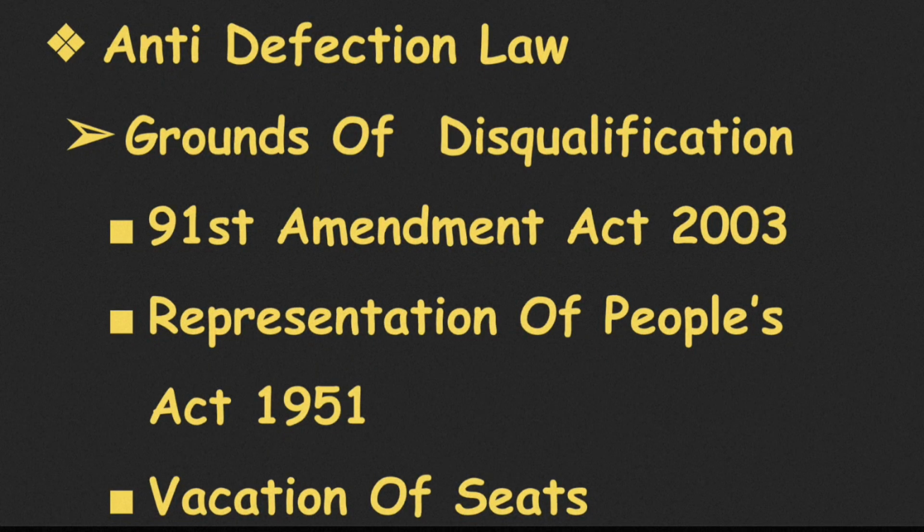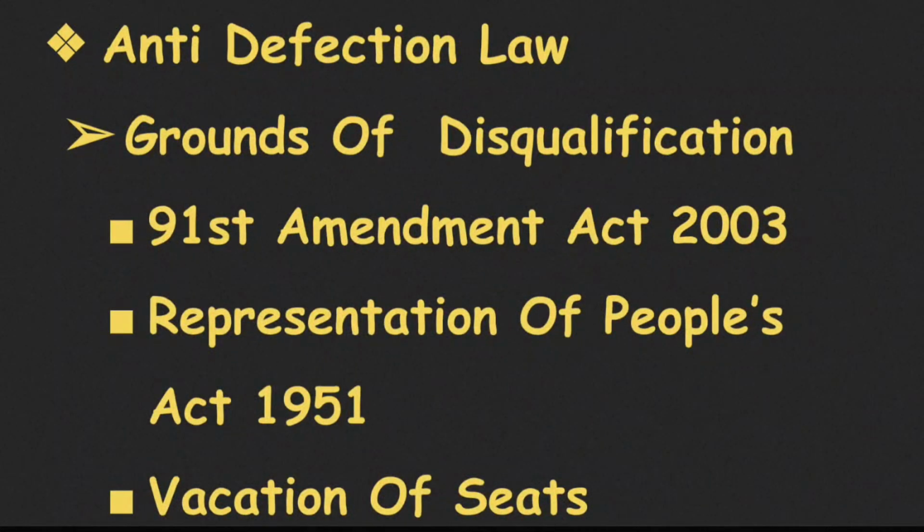Next topic for today is vacation of seats. It is mentioned in Article 101. No person shall be a member of both the houses of the parliament. No person is to be a member of the house of the parliament and of a state legislature. A seat is vacated if an MP resigns or if the MP is disqualified under any law. If a member is absent for a period of 60 days from the House without the permission of the House, the House may declare his seat to be vacant.